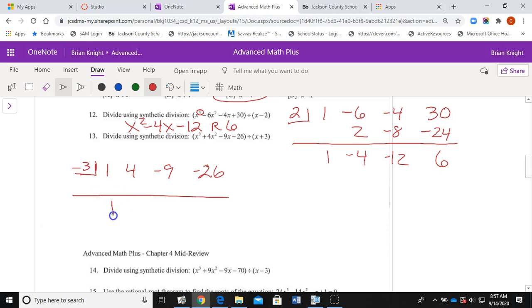So bring down the 1. 1 times -3 is -3. I add 4 and -3, which is subtracting. It's 4 minus 3, but you're adding them up. -3 times -12 is 36. Is that right? Yeah. Add them up. We get a remainder of 10. So x squared plus x minus 12 with a remainder of 10.